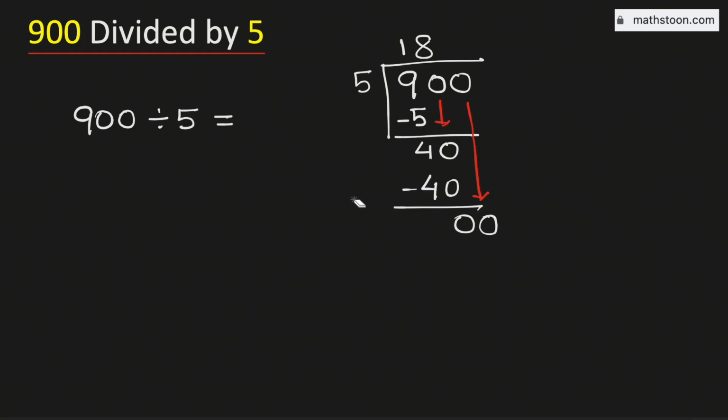See that this is the number 0, so we remove 1 0. And we know that 5 times 0 is 0. Subtract, we get a 0. As we have no number to bring down here and got the number 0, so we will stop. Therefore, 900 divided by 5 is equal to 180. And this is our final answer.